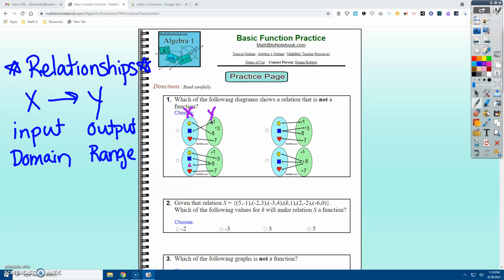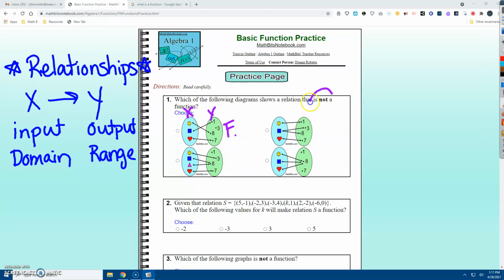So if we match everything up, we have our smiley face goes with 8, our square goes to 1, and our heart goes to 7. Now, you're probably thinking to yourself, Mr. Frechette, well, 3 doesn't go to anything. Well, that's okay. It doesn't have to. In this situation, because they have that one-to-one correspondence, for every x there's only one y, this is a function. So I'm going to put an F here. And if you notice, the question is asking us which one is not a function. So we're going to go through each one.